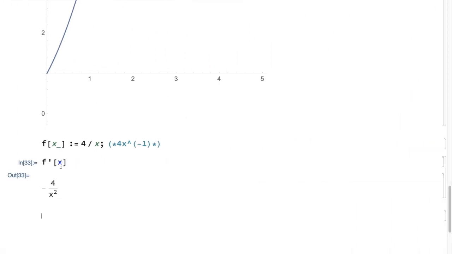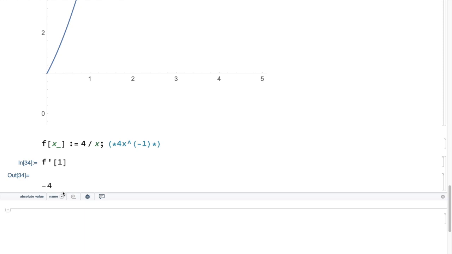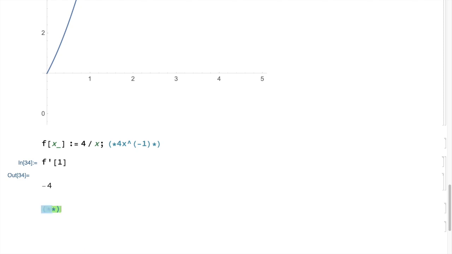Anyway, all I need to do is plug in a 1 right here, and that'll tell me the slope of the tangent line at this particular point. It should be negative 4. Okay, but the slope of the normal is negative 1 over m. So this slope is actually positive 1 over 4.